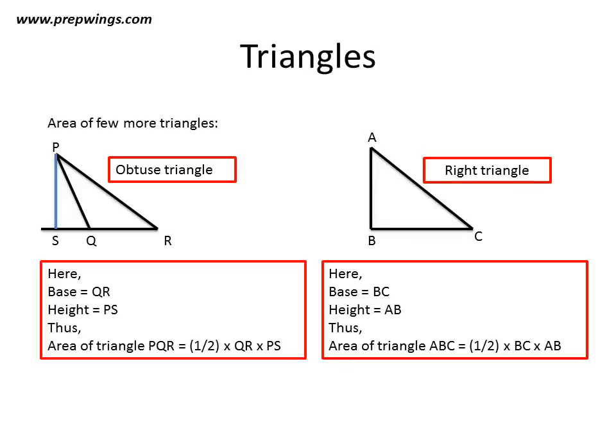Okay. Now if you look at a right angle triangle ABC, right angled at B. Here base is BC and the altitude on base will be AB. Thus height is AB. So area of triangle ABC here will be half into BC into AB.